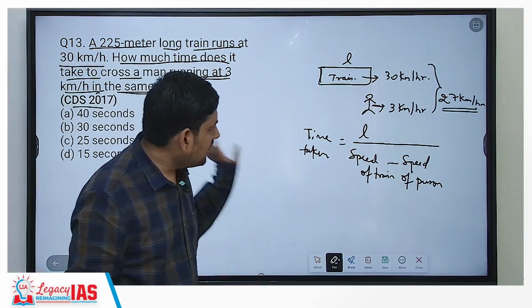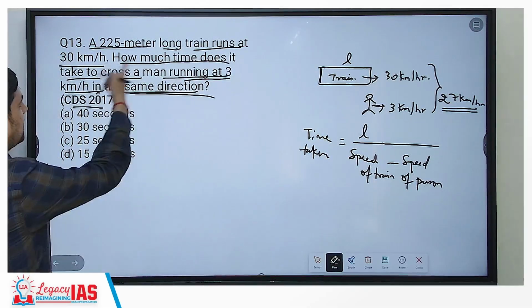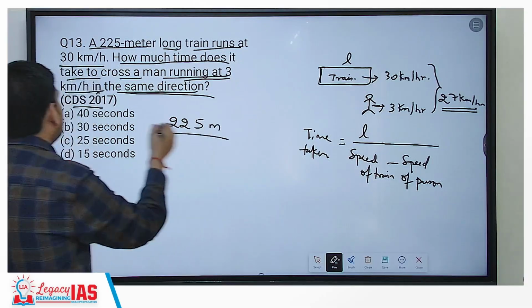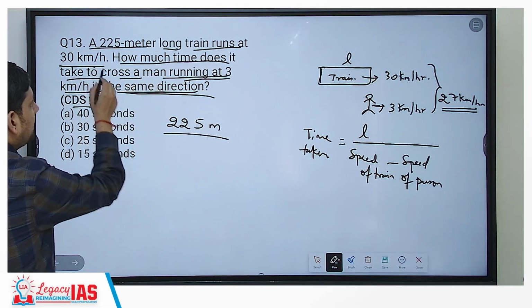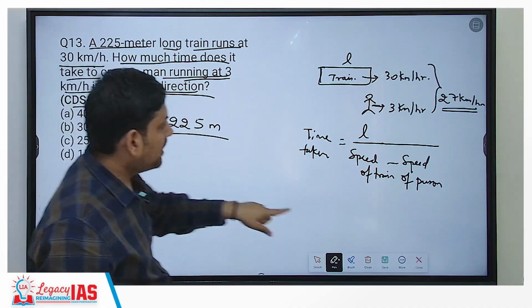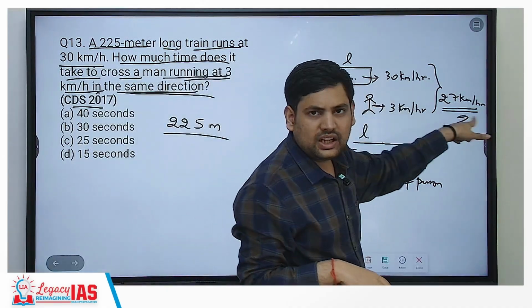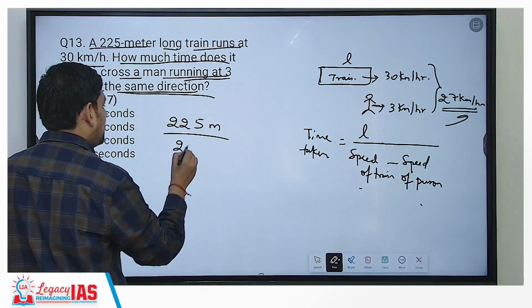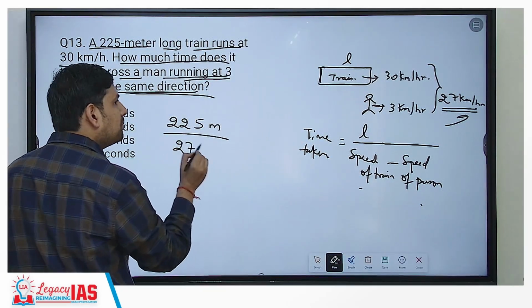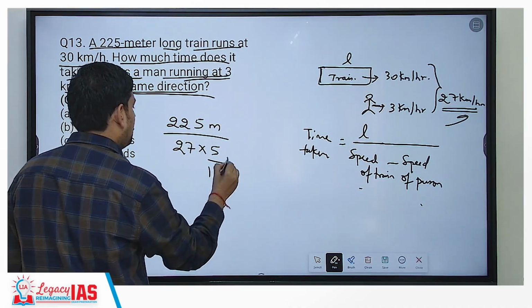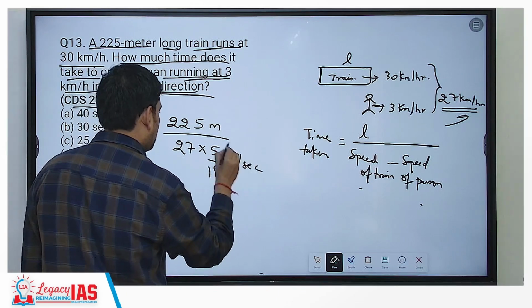Okay, so let's try this question. What is the length of the train? Length is 225 meter divided by, now it is going at 30 km per hour. Now how much time does it take to cross a man running at 3 km per hour? We have already calculated this. Relative speed is 27. 30 minus 3, so this comes out to be 27, but this is in kilometer per hour. So first convert it into meter per second. So into 5 by 18 meter per second.